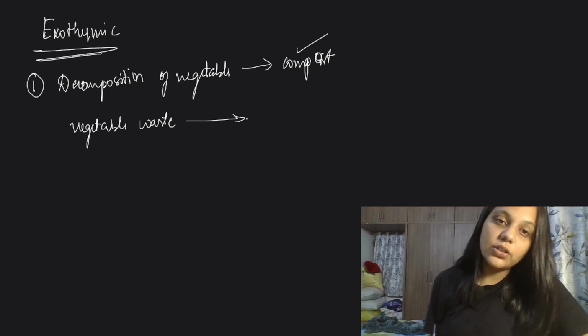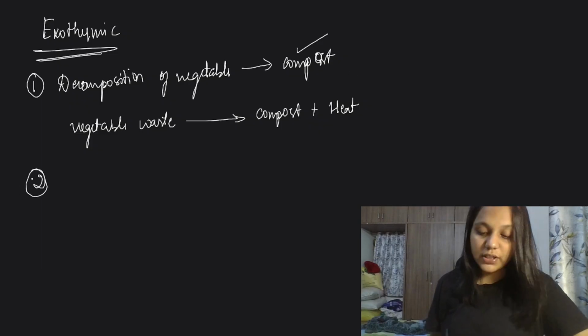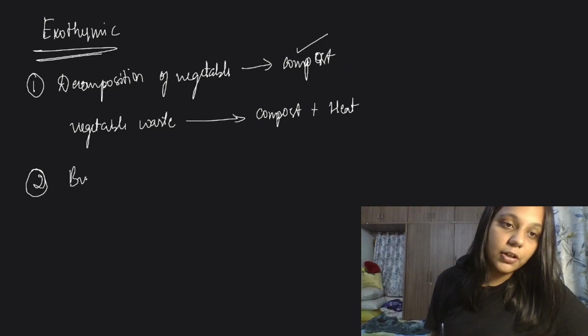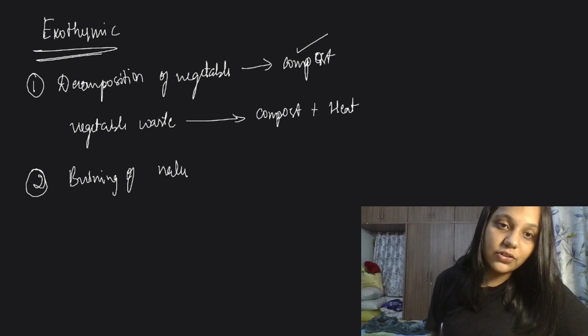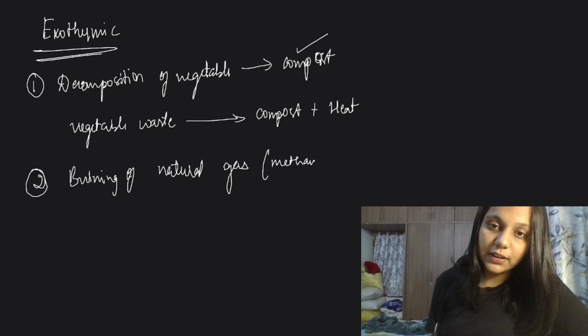So vegetable waste you took, and that is giving the compost. With that, some of the heat is also released in the formation of the natural fertilizer. Okay. And the second and foremost example which we can give is burning of natural gas. So natural gas which we consider is nothing but methane.